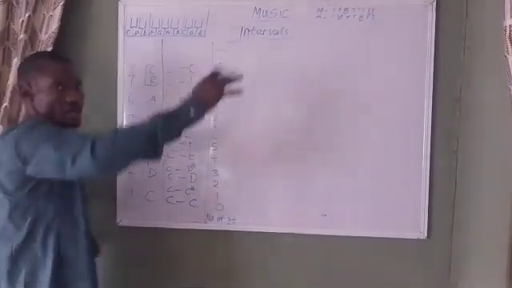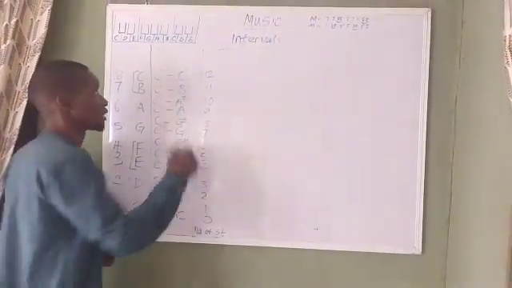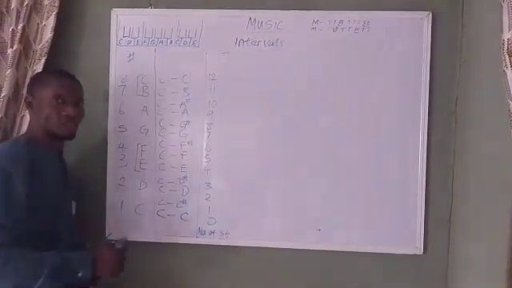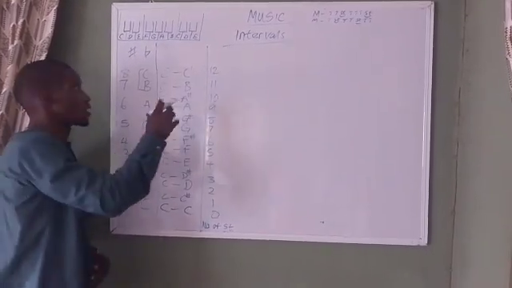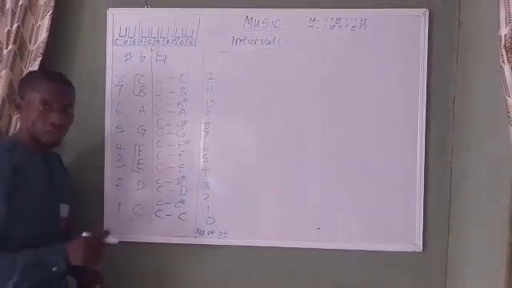So if we are going ascending, what we use in raising a note by a semitone is that accidental, which is known as a sharp sign. Okay, so good. And to reduce it by a semitone is a flat sign. And to restore it back to its original position is a natural sign. You get that? So good.